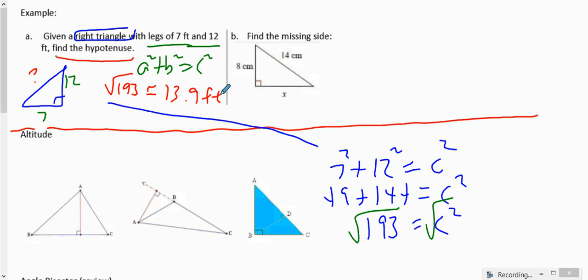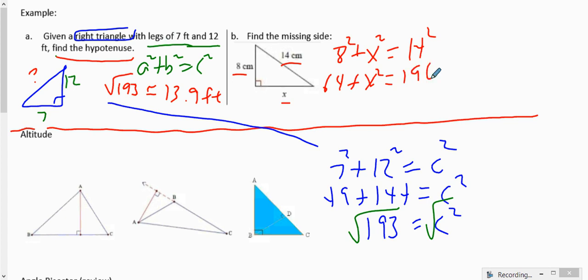B, find the missing side. Well, if you look at this picture, we have the hypotenuse, but we do not have one of the legs. But we still write it out the same way. So 8 squared plus, and then instead of using a or b, since they give us the letter x, we'll just use x. So we square 8 and get 64. Square 14 and get 196.